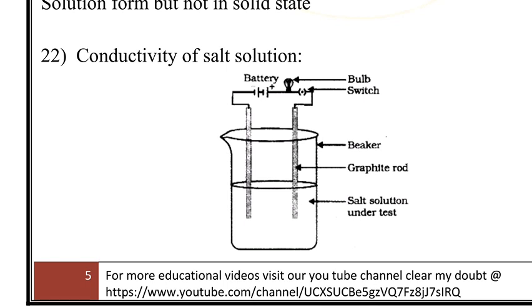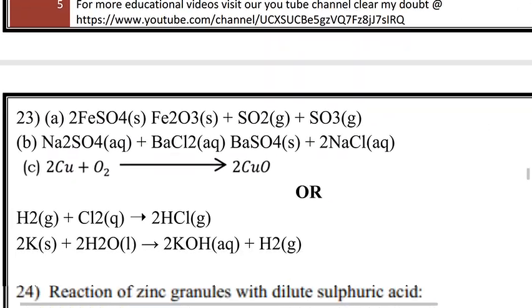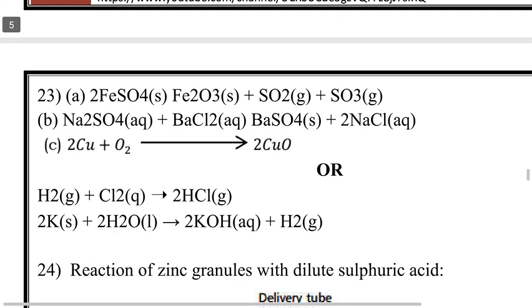Question number 23. Answer the following questions. These are 3-mark questions. In question number 23, write the balanced chemical equations for the following chemical reactions. In that, optional question A: iron sulfate, on heating, gives iron oxide plus sulfur dioxide plus sulfur trioxide.